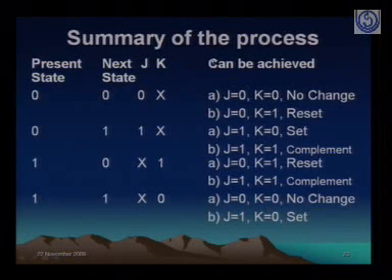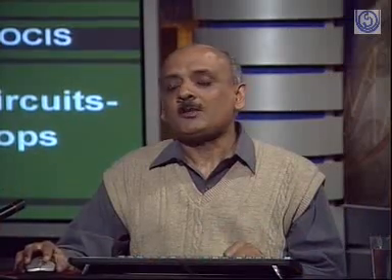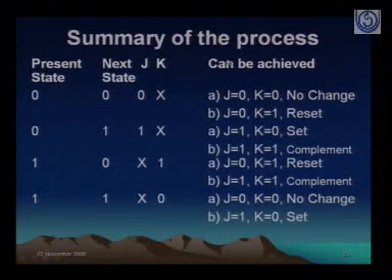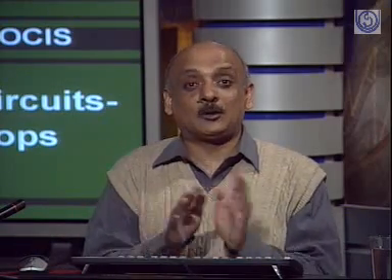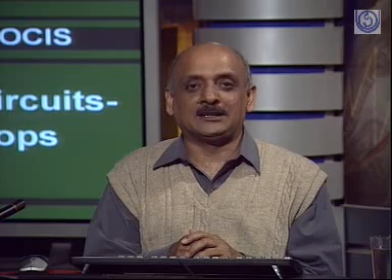So finally, if I want to sum up the whole process, for the present state of the flip-flop and next state 0, the jk value should be 0 and x. And this is how we come up to j equals 0, k equals 0, j equals 0, k equals 1. This is exactly what I have explained to you in all the 4 steps. So go through this particular thing very meticulously, and you will once again be able to make out in what way we are generating the excitation table.